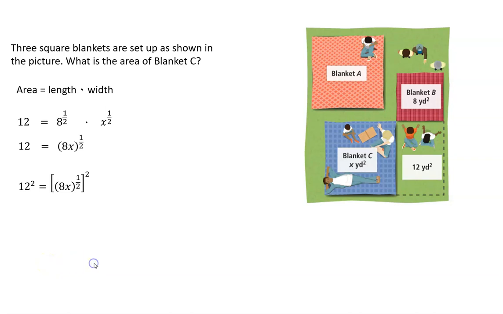Squaring 12 gives us 144, and squaring something to the 1/2 power gets rid of the 1/2, so we're left with 8x. Divide by 8, we get x equals 18. The question was, what's the area? So the area of blanket C is 18 square yards.